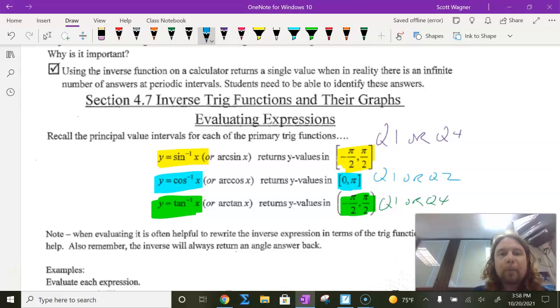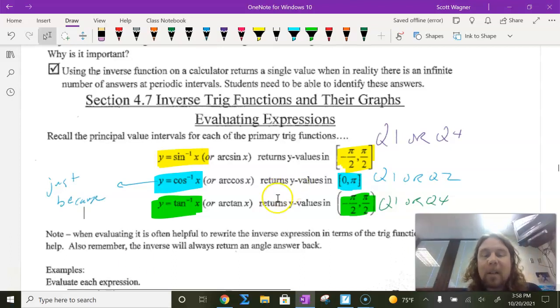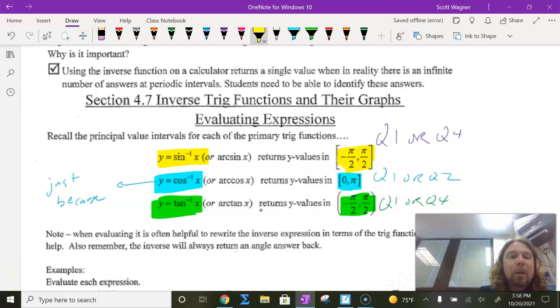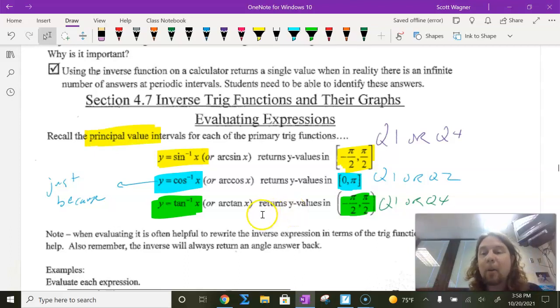Remember, the blue one's different. The cosine's different just because the inverse cosine is the different one. The other ones have the same principal values. Remember those principal values? The principal values are the restricted domains to help you out, so that you still have a function.